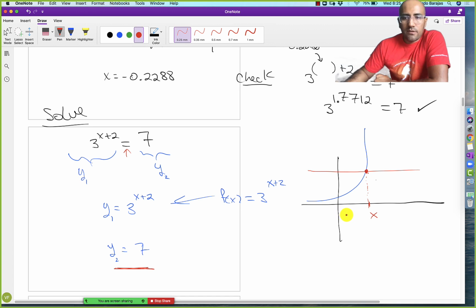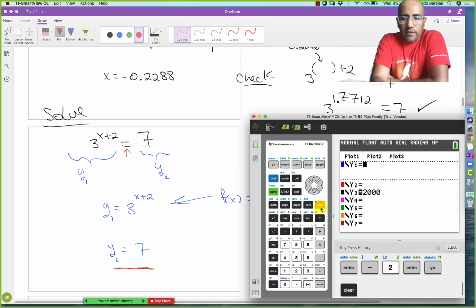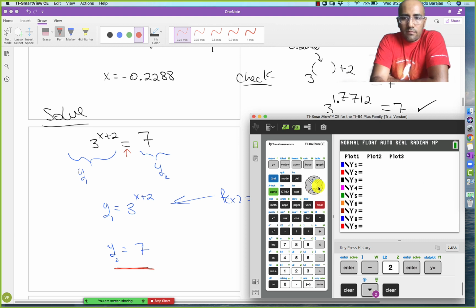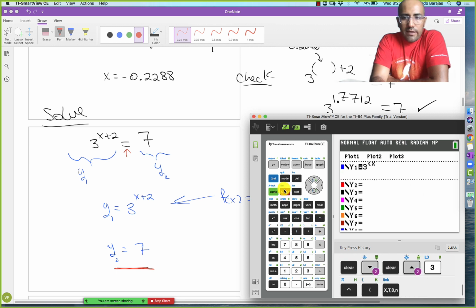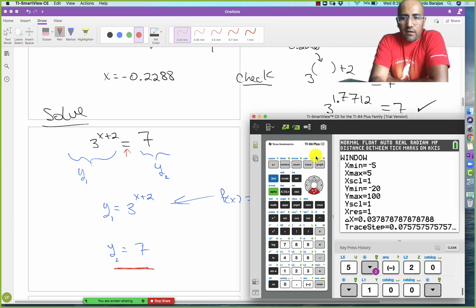Questions? Okay, so let's do it with our calculator. So we want to go to y equals, clear old things. So we'll have 3 to the power of parentheses x plus 2, close parentheses. Let's just graph that guy for now. Let's go to window. And for inputs, let's go from -5 to +5 and see how that goes. And outputs, I don't know, let's go from negative 20 to positive, I don't know, 100. We can always come back and change this to see how it affects things.